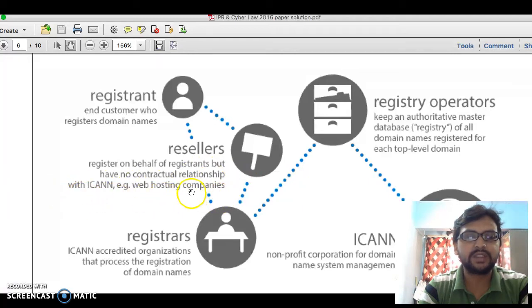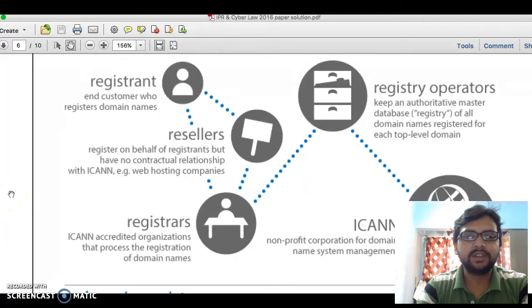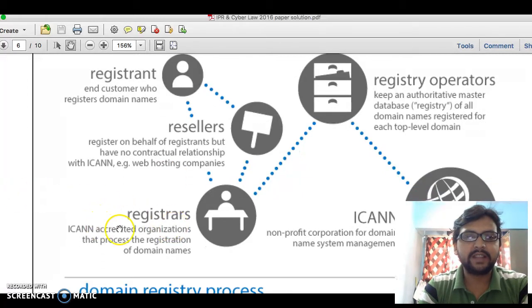For example, web hosting companies. So GoDaddy does not have any direct relation with ICANN. How do they derive that power? They have registrars, ICANN-accredited organizations that process the registration. Now, if I'm asking for tirupparmar.com, how do they identify whether that domain is available or not? With the help of the registry operator. They keep the authoritative master database registry of all domain names registered for each top level domain.